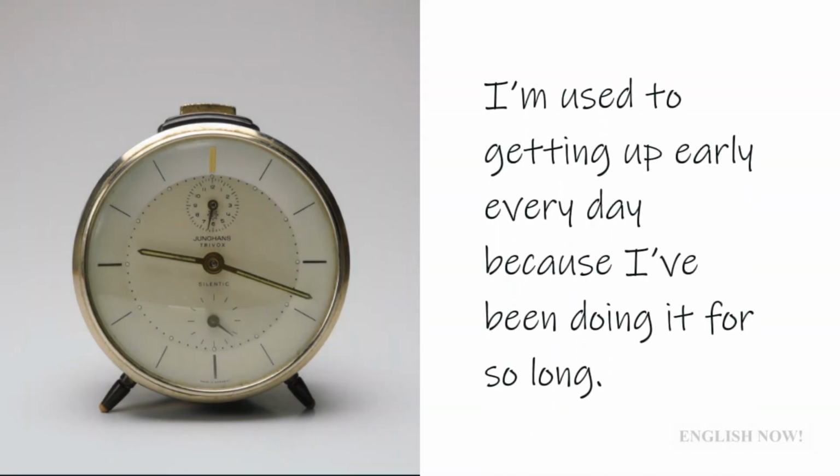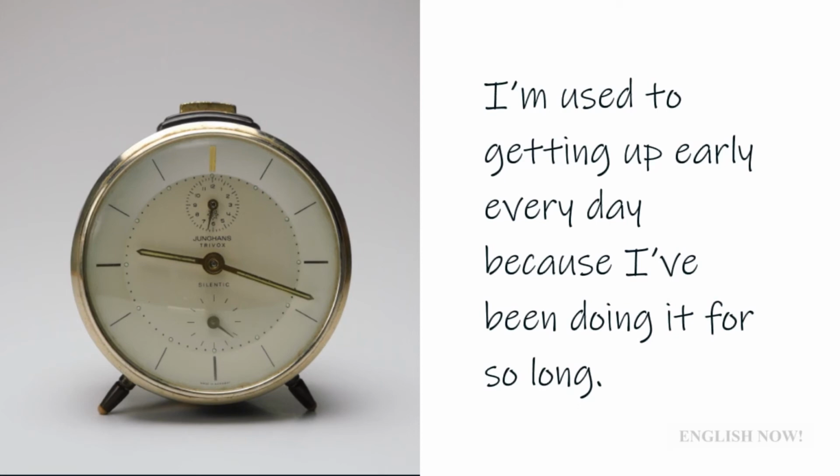So it should be, I'm used to getting up early. With this meaning, with used to, we need the verb to be, because it means I'm accustomed to it. I'm used to it. And we have ing after that as well, because the to is a preposition. So for example, say, I used to get up early 10 years ago, then that's a different meaning. But here we need the verb to be.